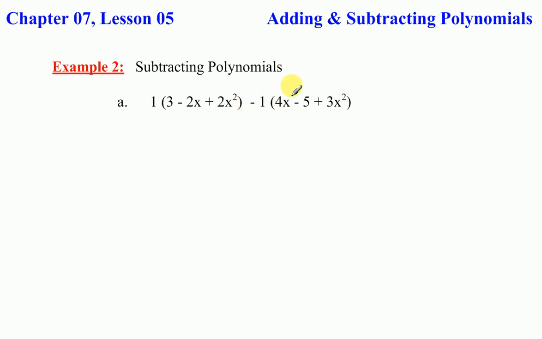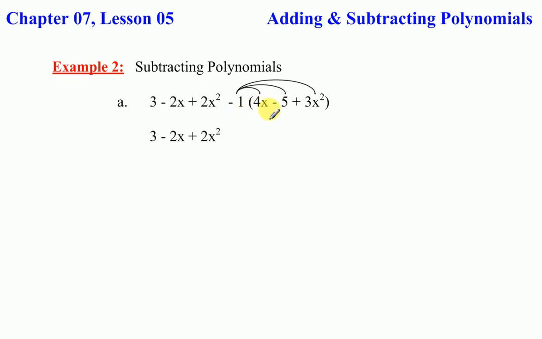Okay? So my first set of parentheses just had a positive 1 in front, so it's going to stay the way it is. But here I have to multiply negative 1 with 4x, negative 1 with negative 5, negative 1 with positive 3x squared, which essentially means I'm just going to go through and change all the signs. So this is going to be negative 4x, this is going to be positive 5, and this is going to be negative 3x squared.